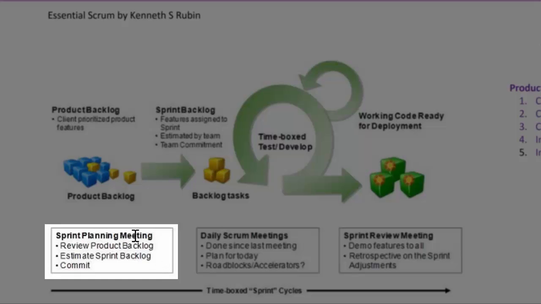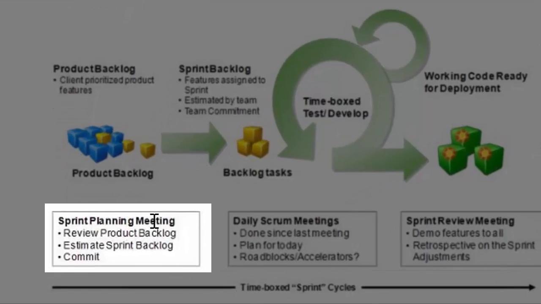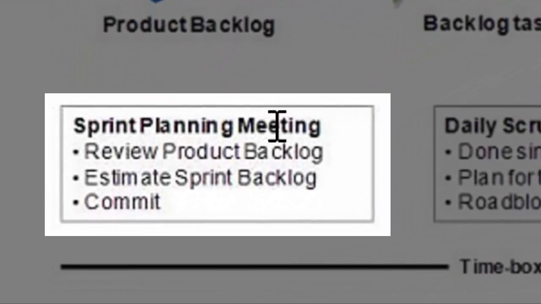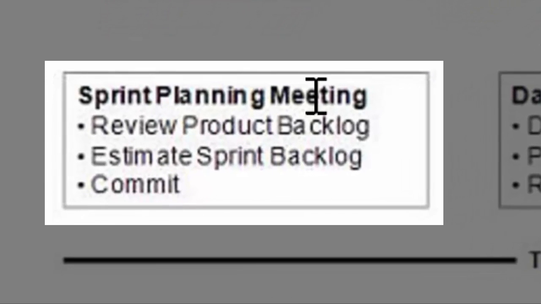The entire development team is involved here. That includes developers, QA, and the product owner, and maybe some other individuals if you desire, but that's usually the best. With those individuals, we're going to review our product backlog. We're going to put items into the sprint backlog, and then we're going to commit to the sprint.